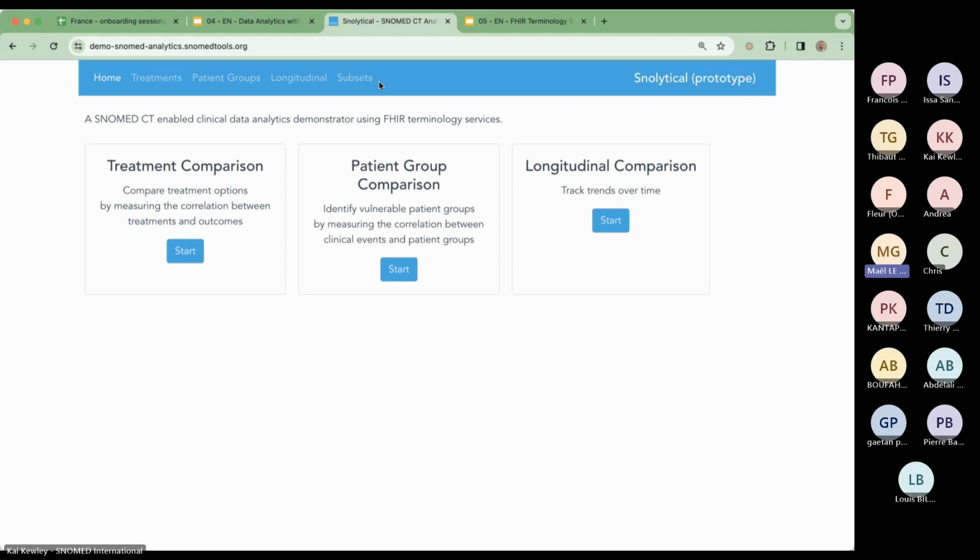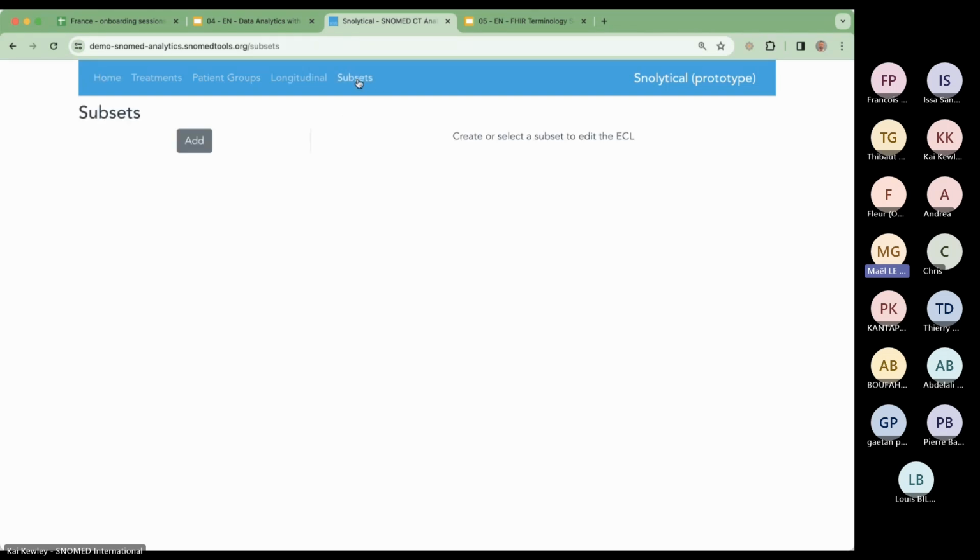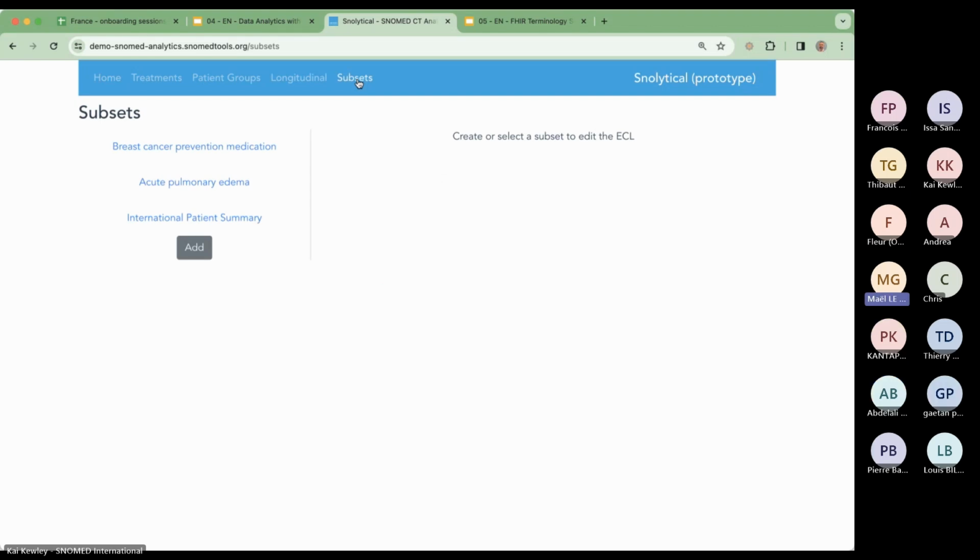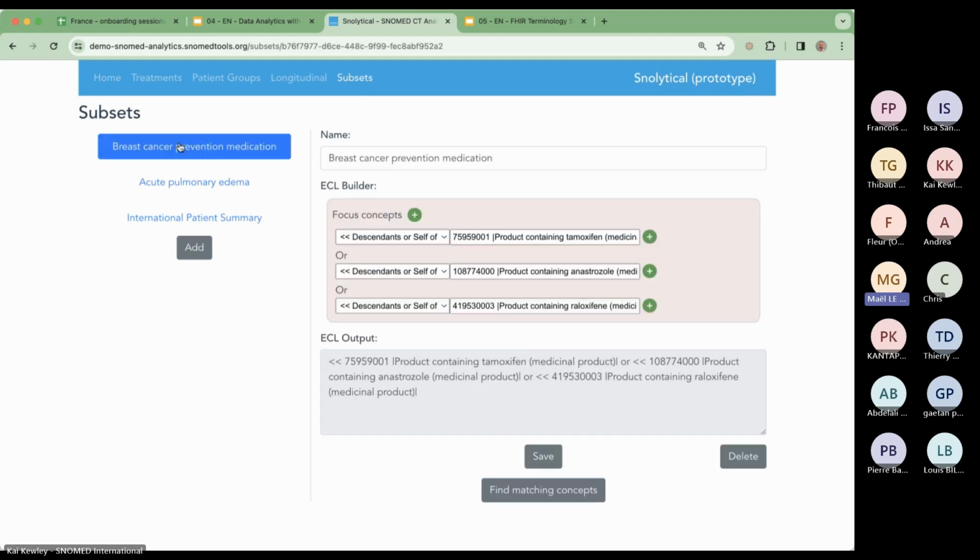Before we load the screen, we're going to look here at the subsets. So you'll notice on all the other screens, I was just typing in the name of some concept and then just getting all its descendants as well. But that's not going to work for the breast cancer preventive medicine. So we've created a subset here, just in the demonstration tool. It's not being published, but something that we can refer to. And we've got an ECL builder here, and we've picked up the descendants of each of these types of products. So we'll be able to use this breast cancer prevention subset.